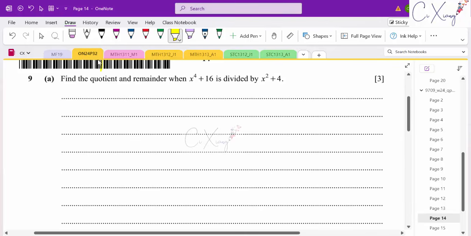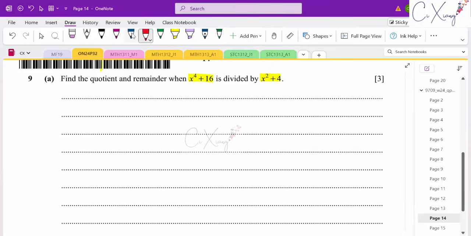Find the quotient and remainder when x power 4 plus 16 is divided by x squared plus 4. To find the quotient and remainder, there are two methods you can use. Either you apply the comparison method or you use long division. If you use the comparison method, you form the equation like this: the polynomial equals the divisor multiplied by the quotient, plus the remainder. Then you compare the left hand side and right hand side, and solve to get the values. Another one is long division.